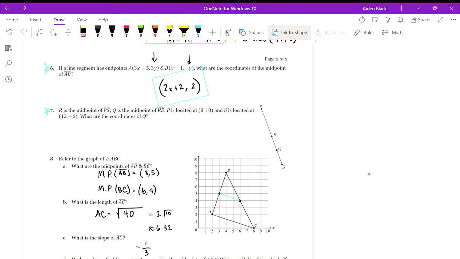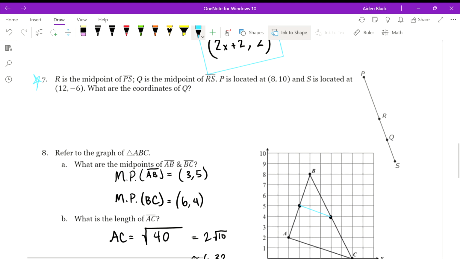Alright, now let's approach question 7. We're told that R is the midpoint of PS, Q is the midpoint of RS. So Q is the midpoint of this one. So let's start by trying to find R. Now, it's good to label the points you know that you have, 8, 10, and S is located at 12, negative 6. We're trying to find the coordinates of Q, but again, we're trying to start by finding R, because if we have R, then we can find the midpoint of RS to get Q.